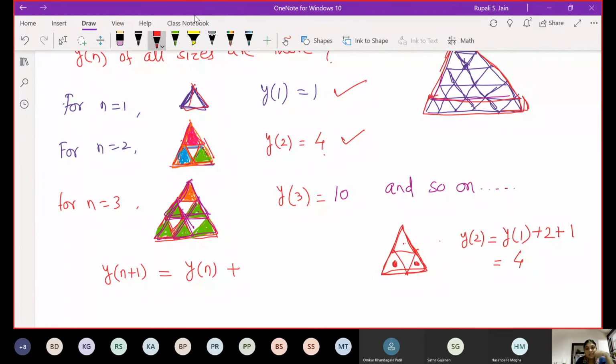Now I want to find y at 3. What is the relation between y at 3 and y at 2? Now I have y at 2, the original. Now I want y at 3, so I add one more row. Now if I add one more row, how many triangles are we adding new?